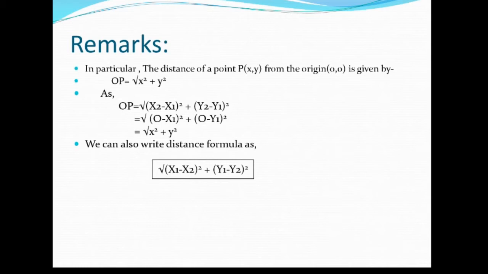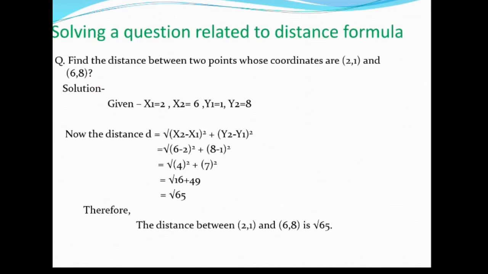So let's solve a question related to the distance formula. Now we have to find the distance between two points whose coordinates are given. We can find the distance by directly applying the distance formula. As you can see here, the distance between the points (2, 1) and (6, 8) is root over 65.